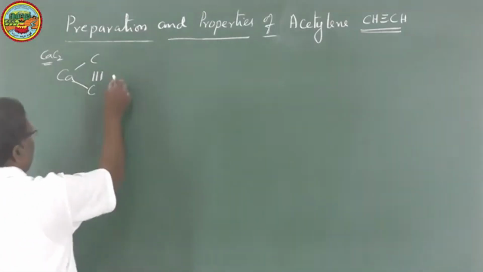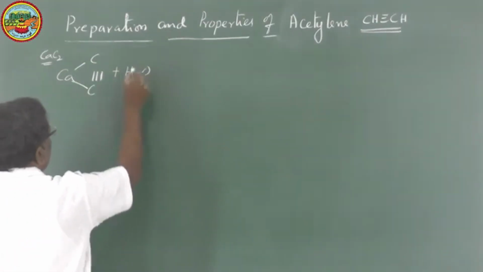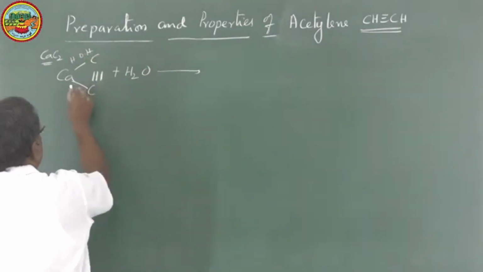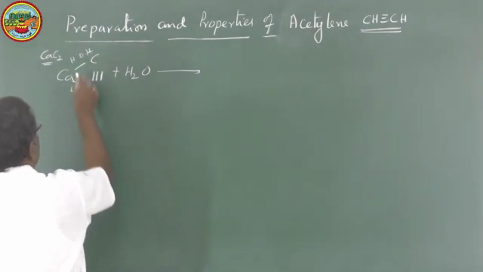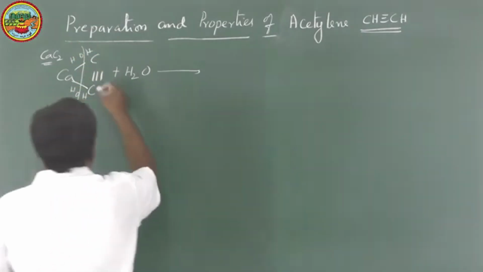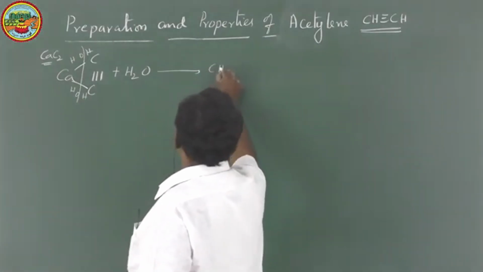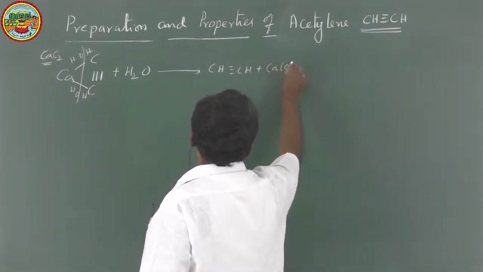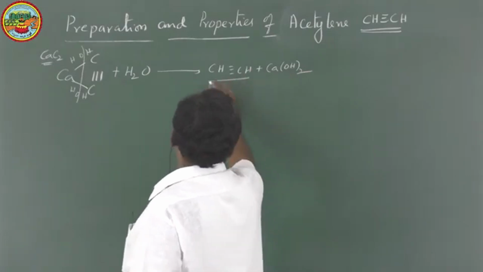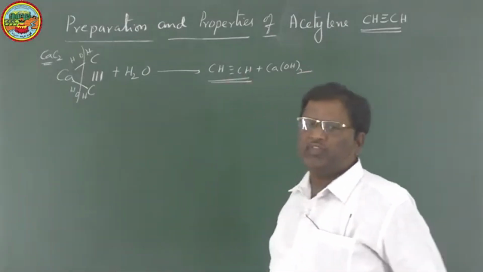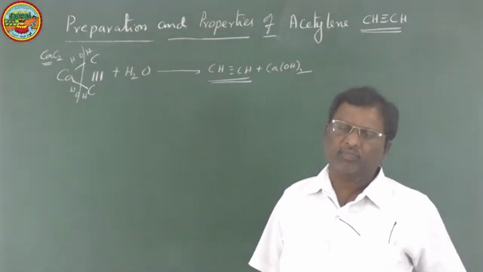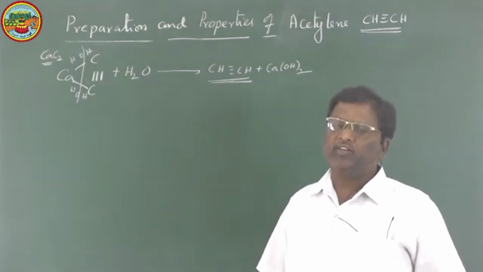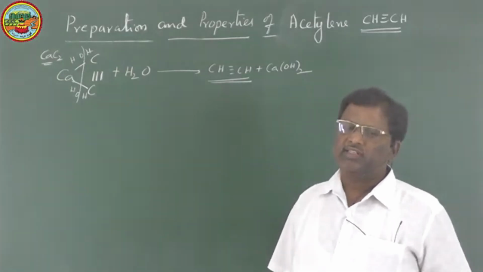When this calcium carbide reacts with water, the reaction is said to be hydrolysis. HOH. So now the bonds will be broken like this, and you will get CH triple bond CH plus Ca(OH)2. This is the industrial method of preparation of acetylene: hydrolysis of calcium carbide. Calcium carbide, when it reacts with water, gives us acetylene.